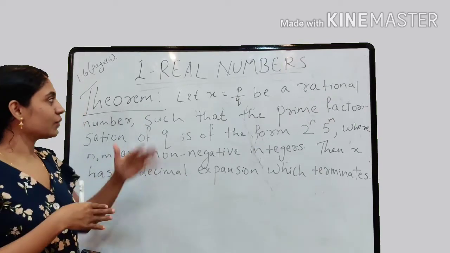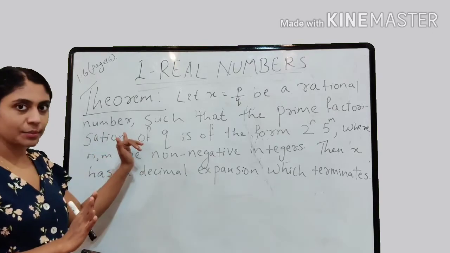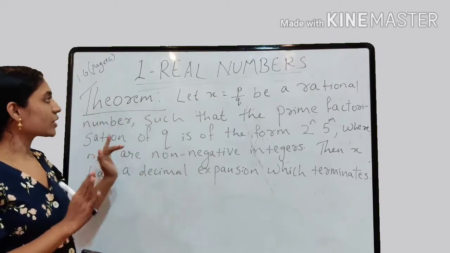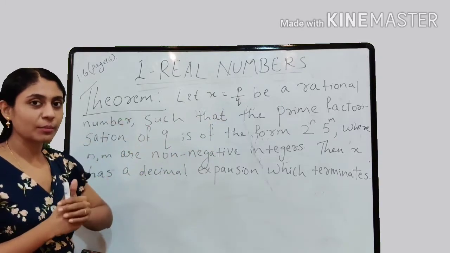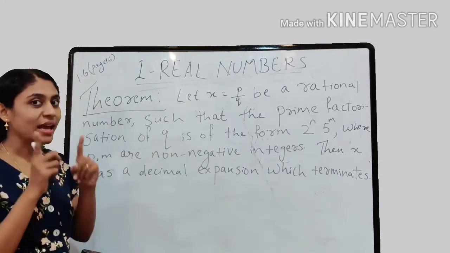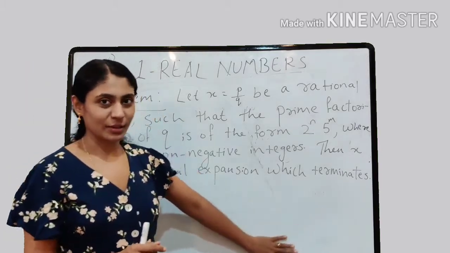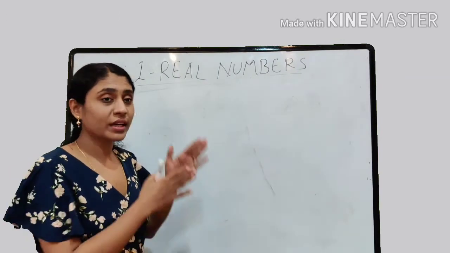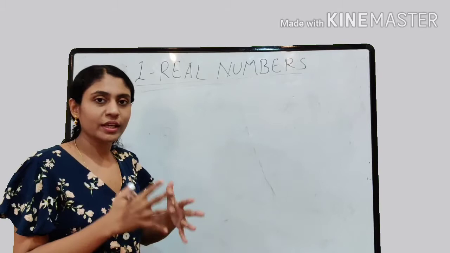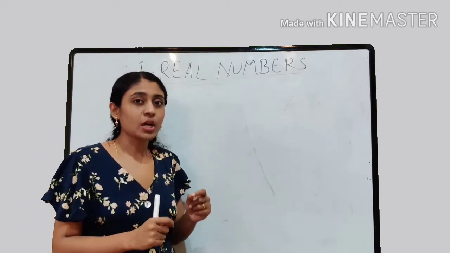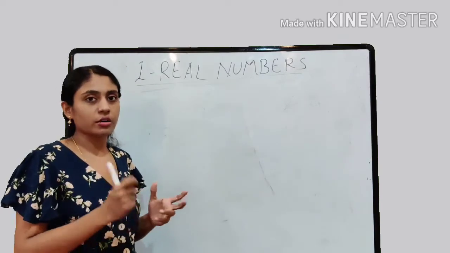So just reversing that, we will get this theorem, that is, let x is equal to p by q be a rational number such that the prime factorization of q is of the form 2 raised to n into 5 raised to m, where n, m are non-negative integers. Then x has a decimal expansion which terminates. Till now we considered those rational numbers whose decimal expansion terminates. Now we can consider the rational numbers whose decimal expansion is non-terminating, repeating or recurring.